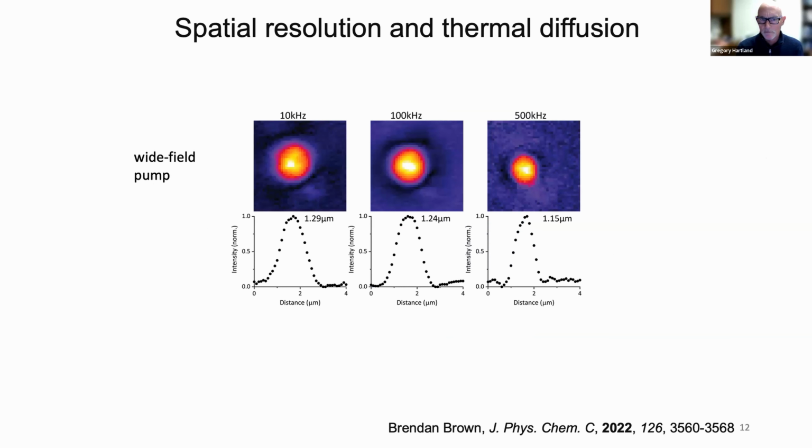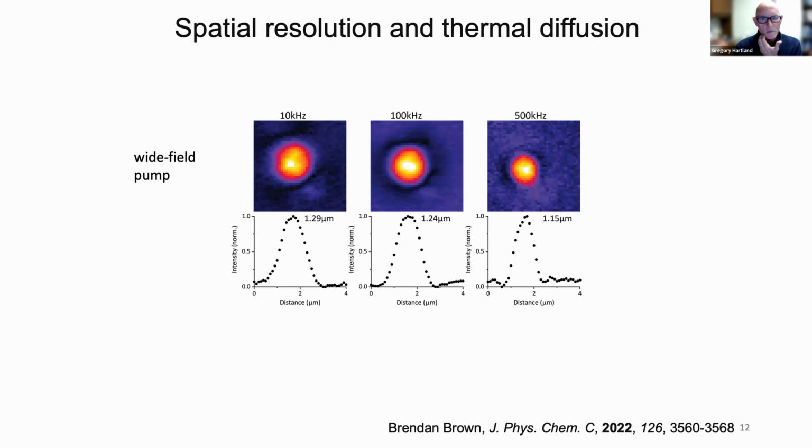We can't go to very low frequencies here because of the signal noise, so we only went down to about 10 kilohertz. Now you start to see a little bit of an effect in the image. At very high frequencies, the full width half maximum is about 1.15 microns, and it goes up to about 1.3 microns at lower frequencies, and you can see that fairly clearly in the images. But of course, that is nothing like the thermal diffusion length that you would calculate. It's much, much, much smaller.